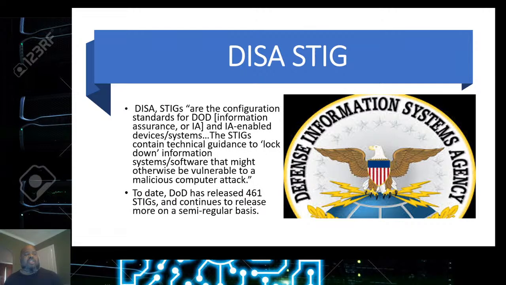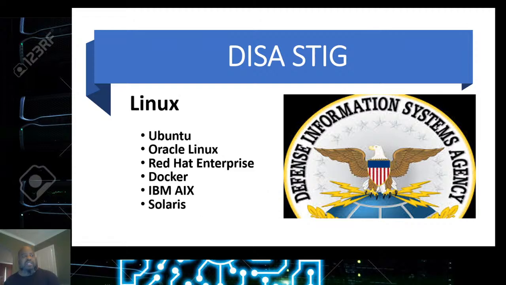STIGs are configuration standards for DoD information assurance, or IA-enabled devices. The STIG contains technical guidance to lock down information systems and software that might otherwise be vulnerable to a malicious computer attack. DoD has released 461 STIGs and continues to release more on a semi-regular basis. The cool thing is they get updated at least yearly, and DISA tries to keep up with current technologies. That's why we like using these in a commercial business setting, and most definitely also for government business.